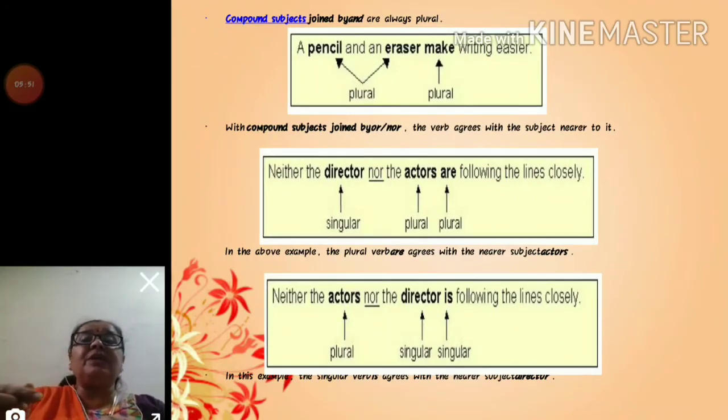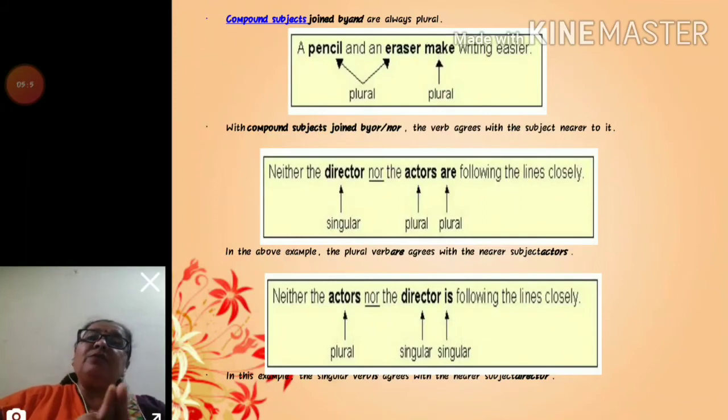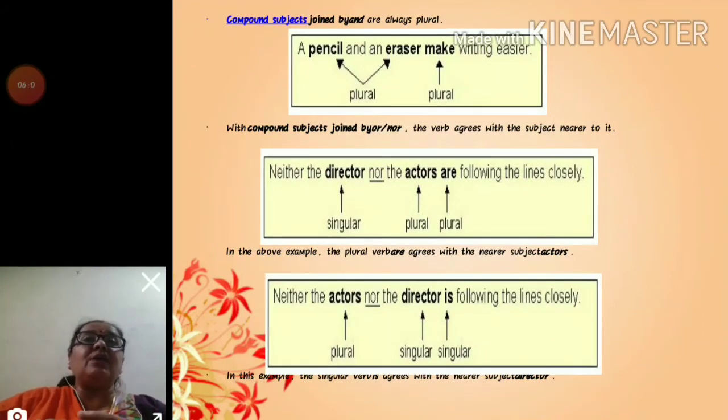But when the same sentence would have been neither the actors nor the director, now here we are talking about director as one. So here we will use is. While a pencil and an eraser, they become two things. So they are plural. That is why there we are using a plural verb.